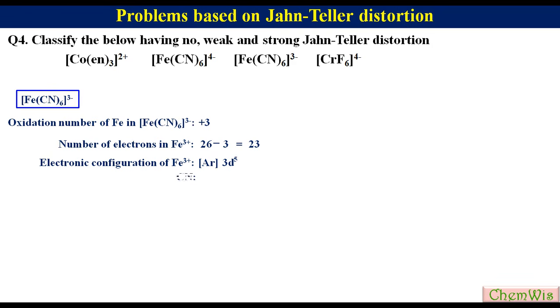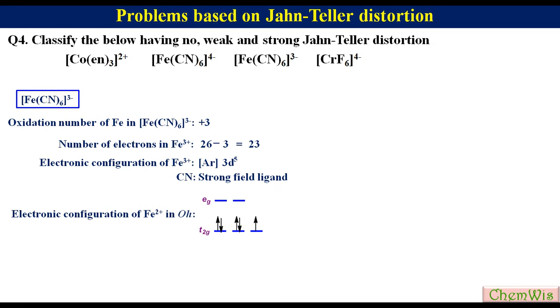CN is a strong field ligand, so the splitting of d orbitals and electronic configuration of Fe3+ in the octahedral environment will be like this. Since it has unsymmetrically filled t2g orbitals, the Jahn-Teller distortion will be weak.